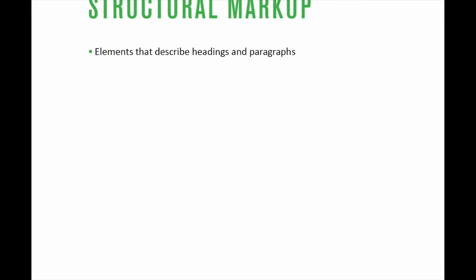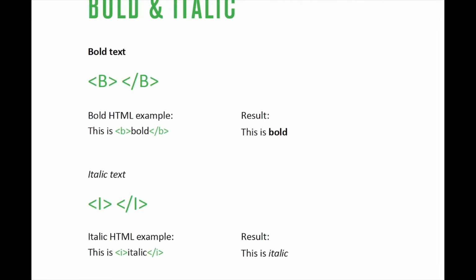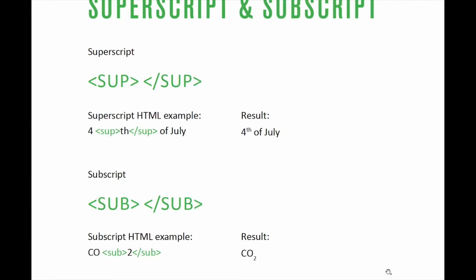Structural markup are the elements that are used to describe the headings and paragraphs. So here's an example of some types of structural markup. You can use the bold or italic. So this is the tag or the code for bold text, and then this is the code for italic text. There are a lot of other codes that you can use, like superscript or subscript. Just know that you can't just type it in like you normally would on the keyboard, but that you have to attach it with the correct code in order for it to display correctly on the website.